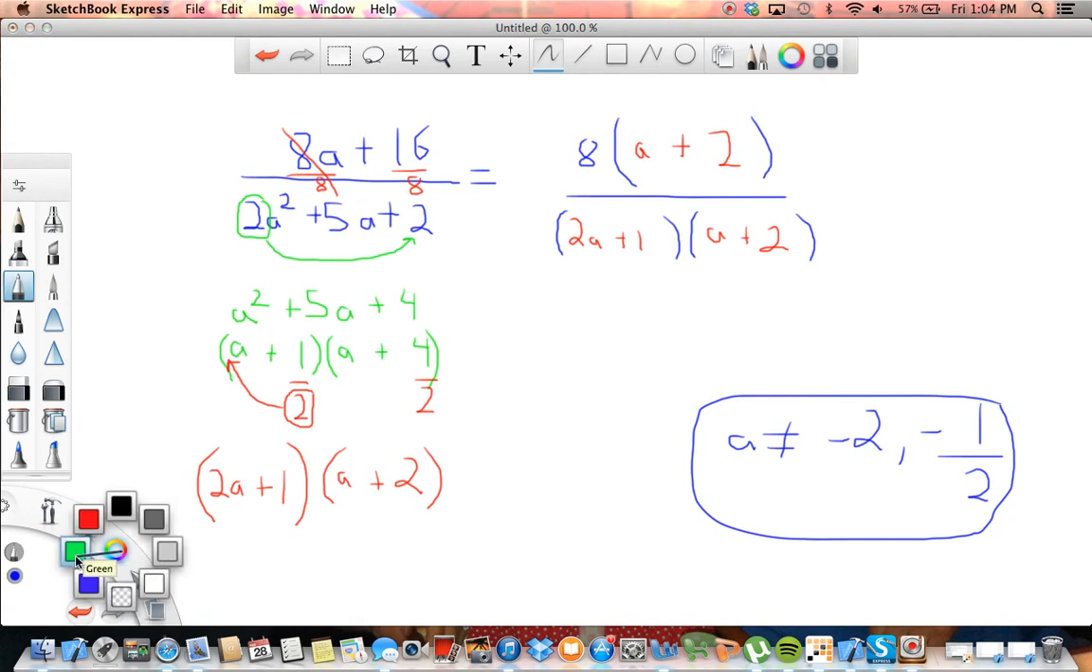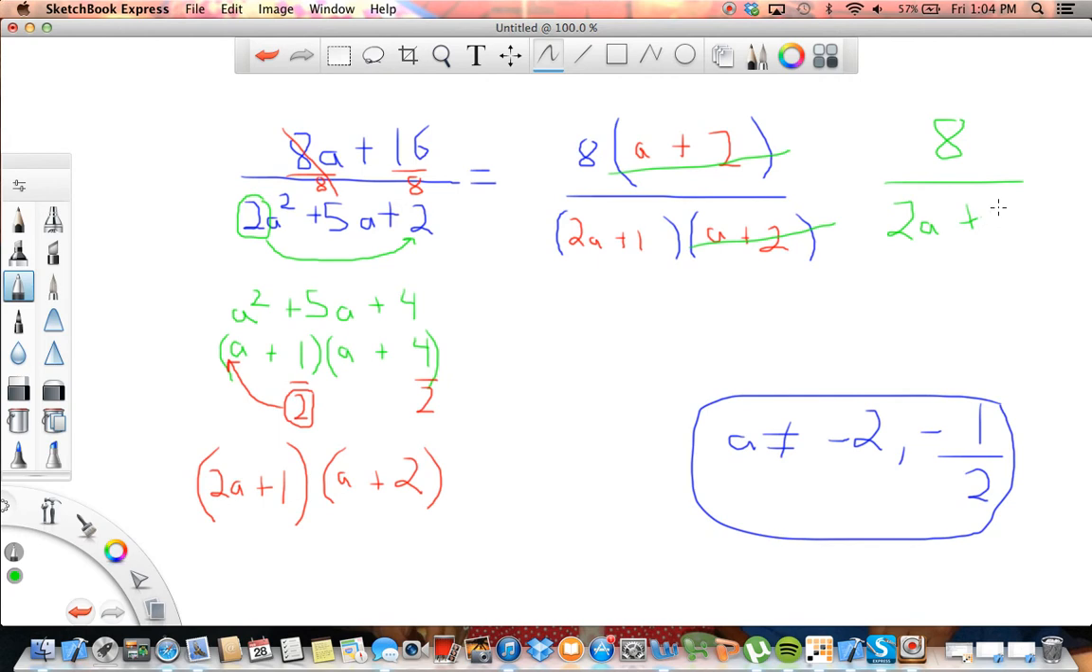The last step that we've got to do now: we've done step 1, we've done step 2. Now all we have to do is simplify this as much as possible. That's step 3. If you look real quickly here, you see a plus 2 in the numerator cancels out with a plus 2 in the denominator. So that leaves me with the final answer of 8 over 2a plus 1. And that is your final answer combined with your excluded values.